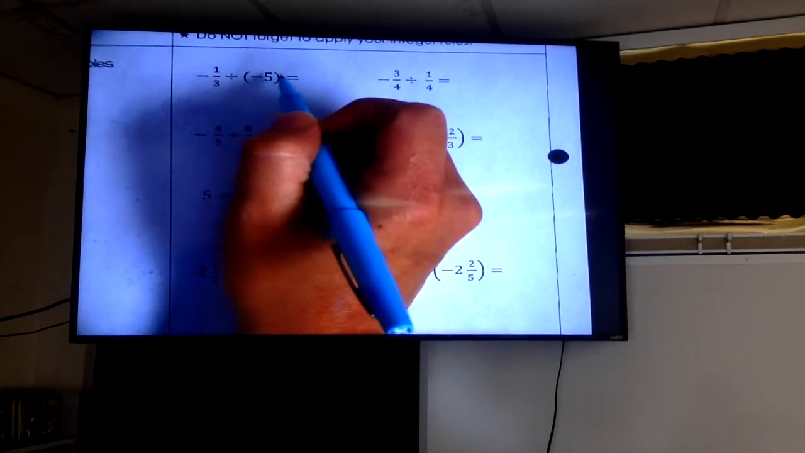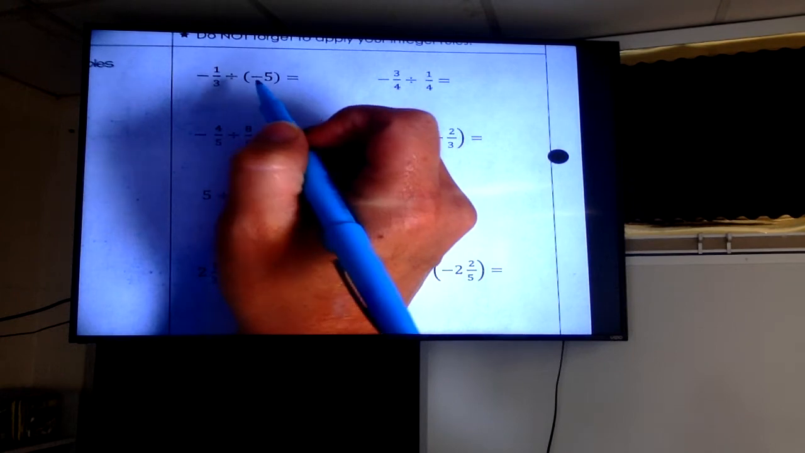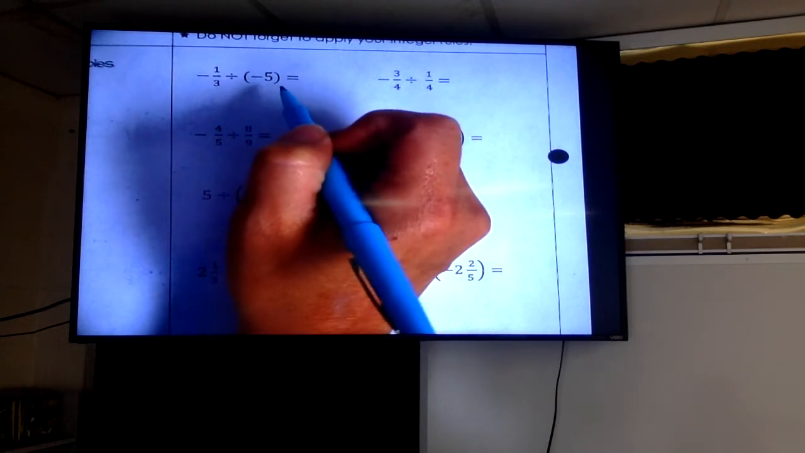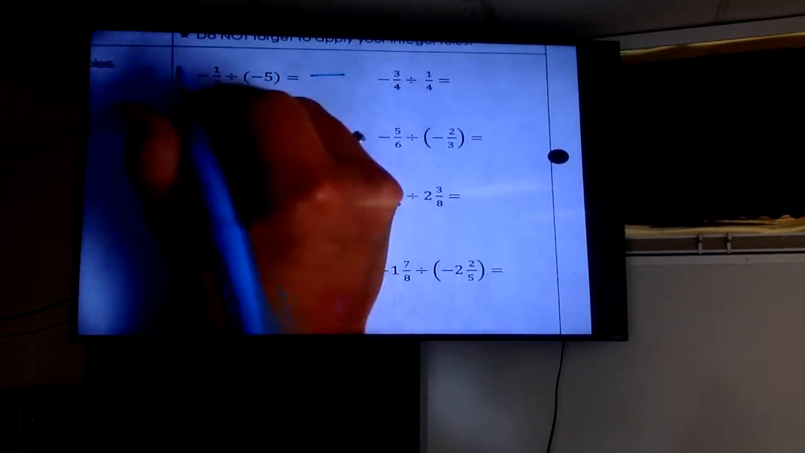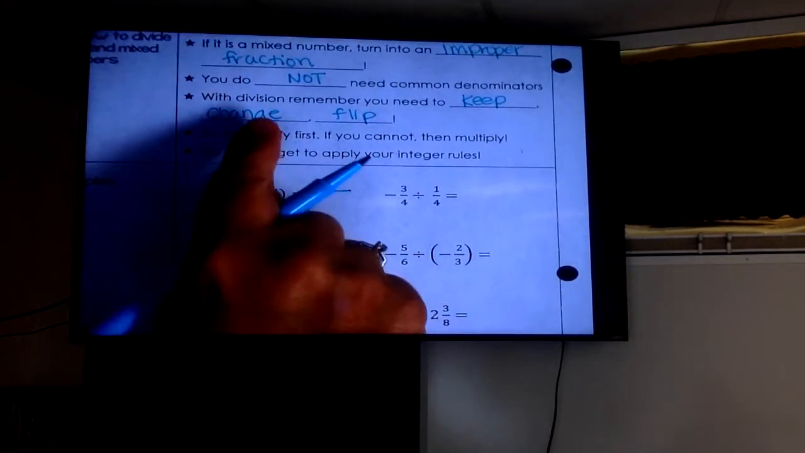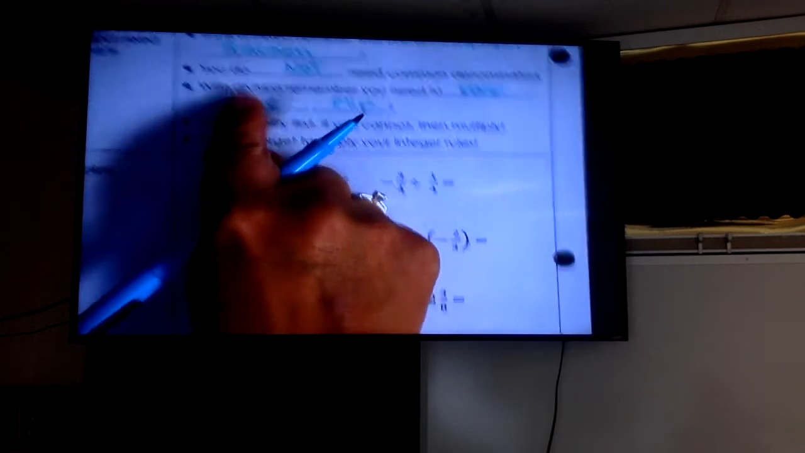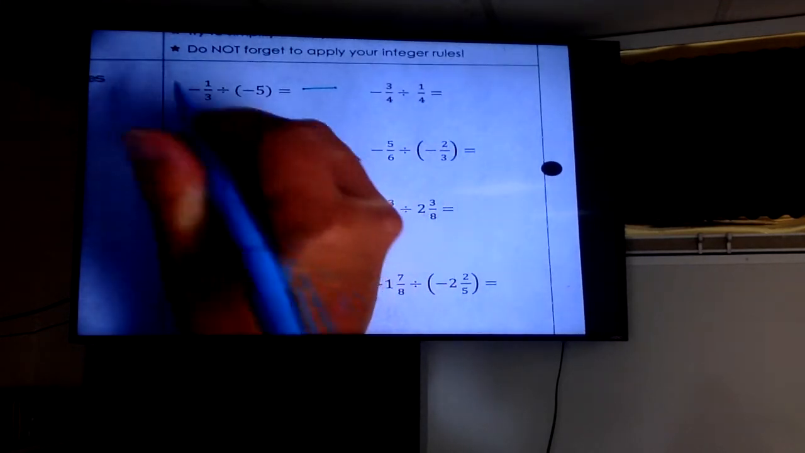Negative 1/3 divided by negative 5. So I'm going to start with my sign. They're both negatives, which means my answer is going to be positive. So I'm just going to make a fraction bar here. I do not need common denominators, and now I need to rewrite it using keep, change, flip.